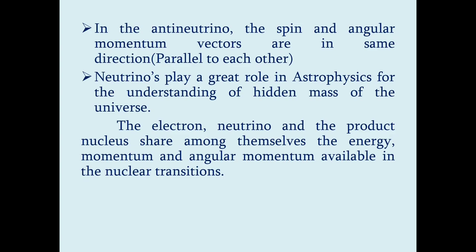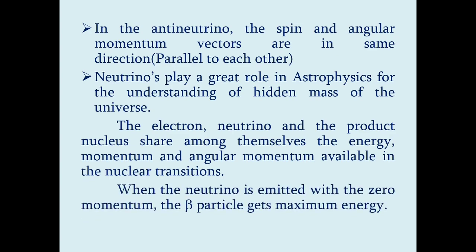The electron, neutrino, and the product nucleus share among themselves the energy, momentum, and angular momentum available in the nuclear transitions. When the neutrino is emitted with zero momentum, the beta particle gets maximum energy. Based on the amount of energy a beta particle comes out with, the neutrino carries the leftover energy. This is how Pauli was able to make the conservation laws valid in beta decay.